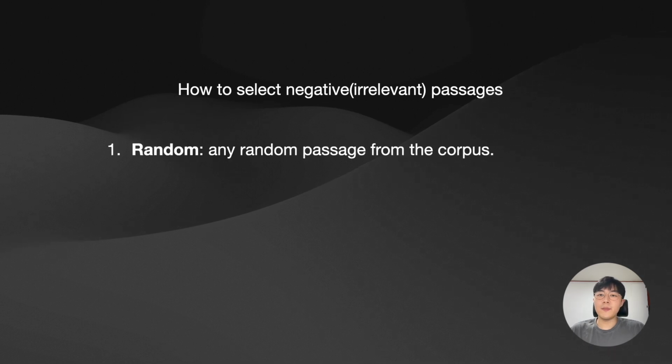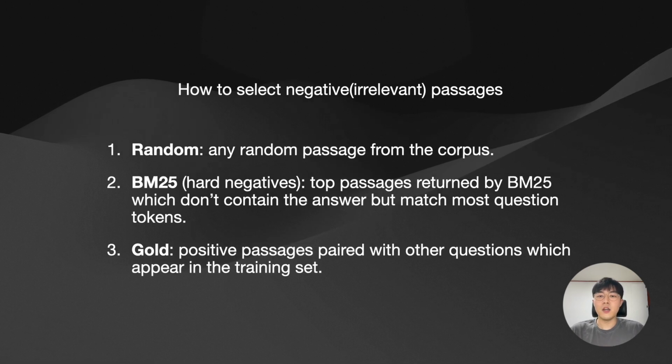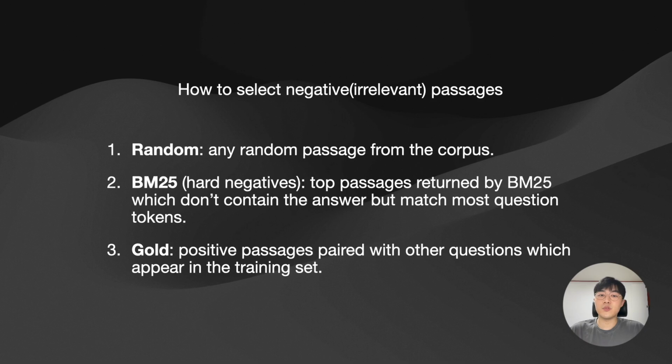First, random means you choose any random passage from the corpus. Next, BM25 means that you choose top passages returned by BM25 which don't contain the answer but match most question tokens. You can see this method as choosing hard negatives. Finally, gold means that you choose positive passages paired with other questions which appear in the training set.